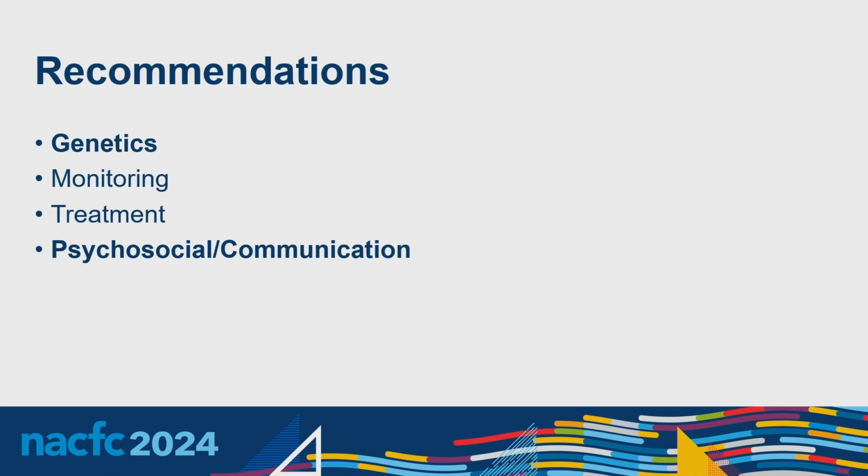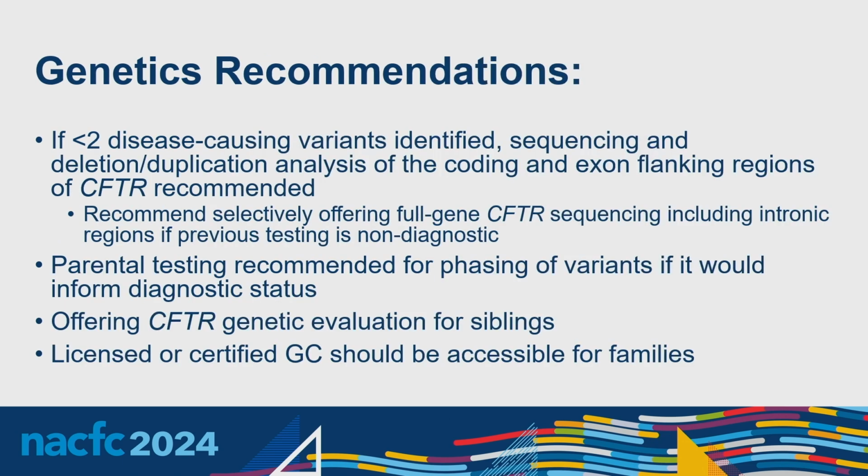All right, so now for the recommendations. They're broken down into 4 categories: genetics, monitoring, treatment, and psychosocial communication. Given the focus on implications for genetic counseling practice specifically, I'll concentrate more on the genetics and the psychosocial communication categories, but there are lots of recommendations in the other categories as well. I'm going to start by reviewing the genetics recommendations.